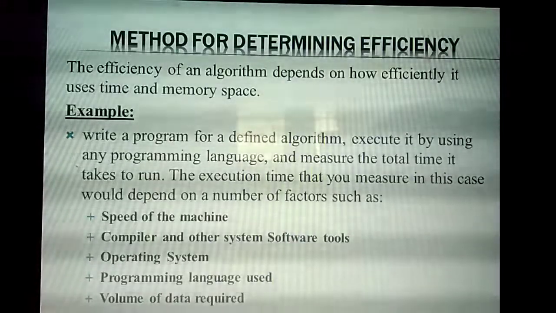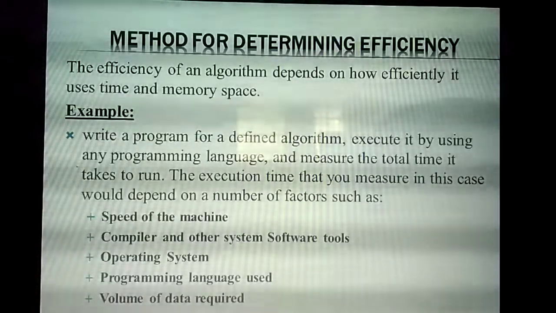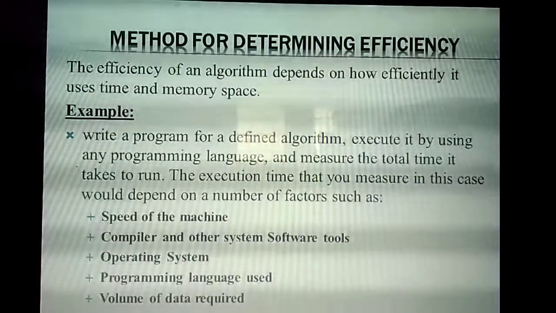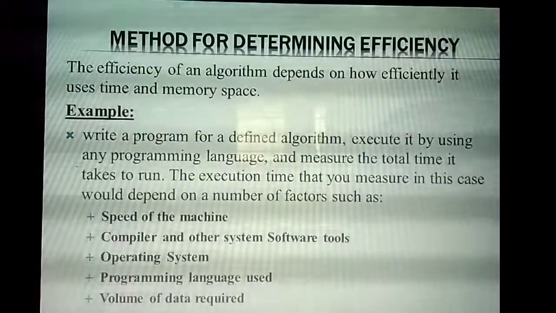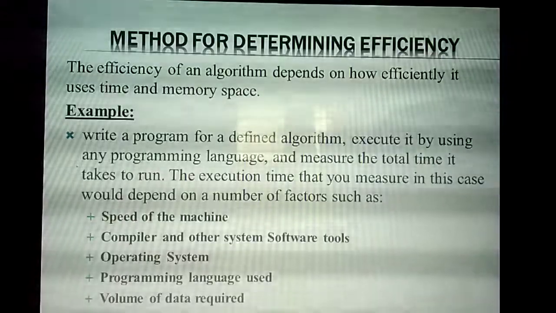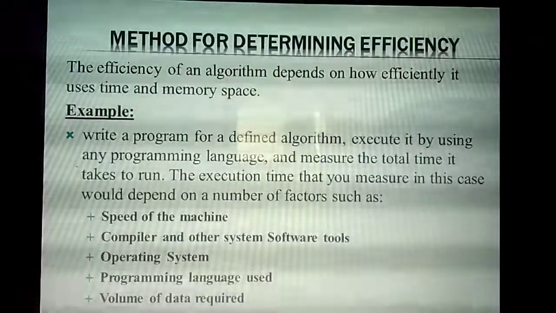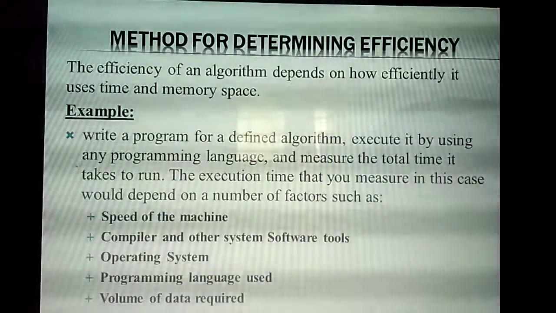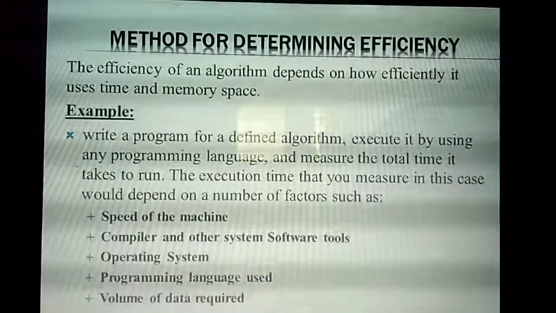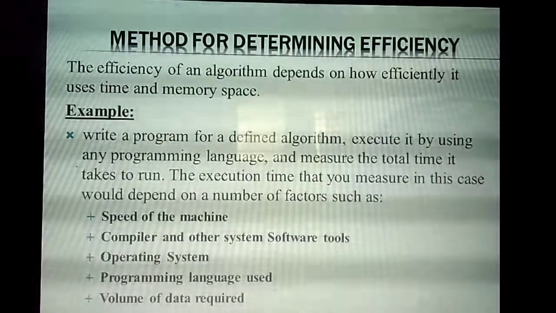Next is methods for determining efficiency. What methods are used to determine efficiency? The efficiency of an algorithm depends on two things, as I discussed yesterday. What are they? How much time you take to run the program and how much space it takes to store the program. So always efficiency depends on two factors: how efficiently you use time and memory space. Understand? For that they have given one example.